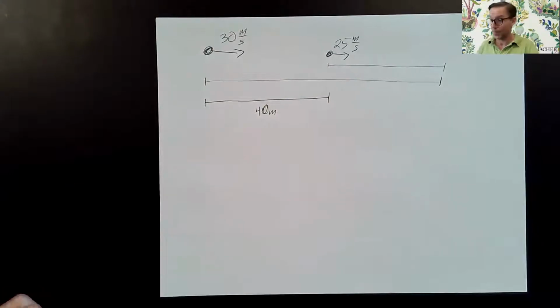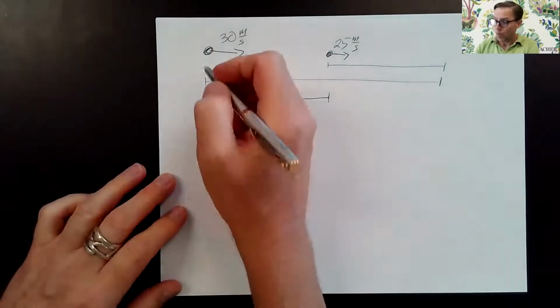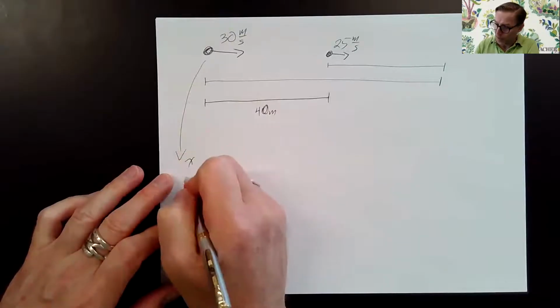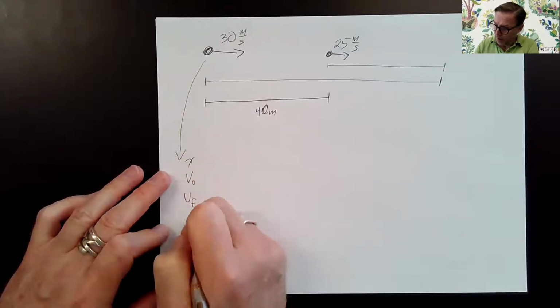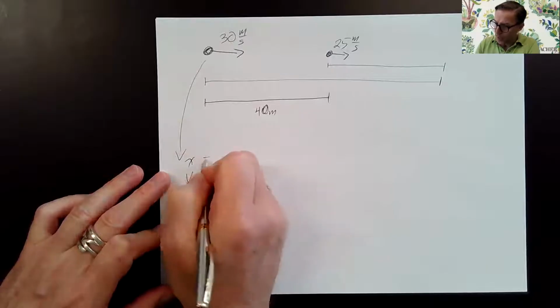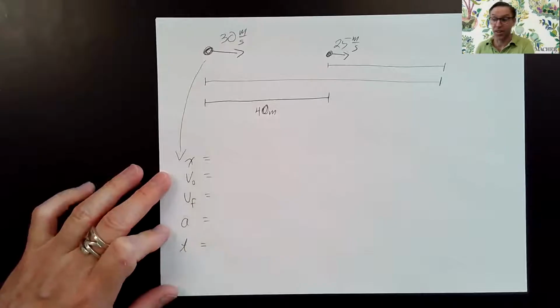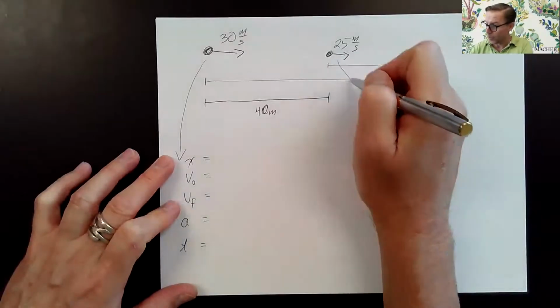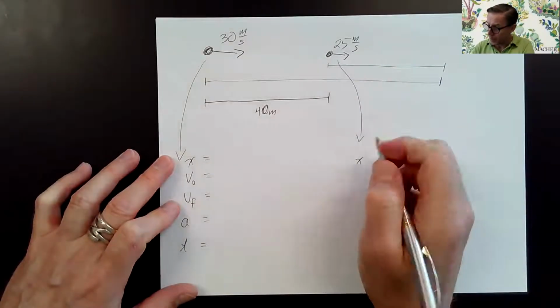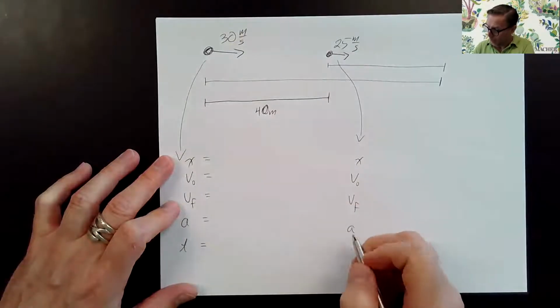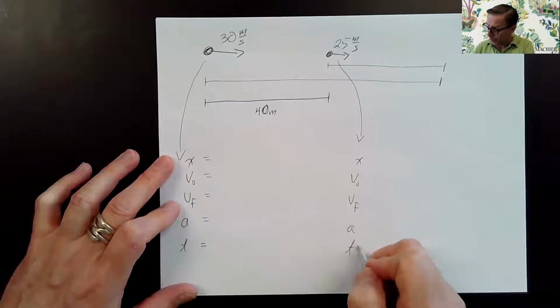Oh, yeah. I could also do some kinematics for this one. I've got distance traveled, initial speed, final speed, acceleration, and time. Look, I wrote those 5 variables vertically, the way I said we should. And this one too. I can say the distance it traveled, the initial, the final, a, and t.